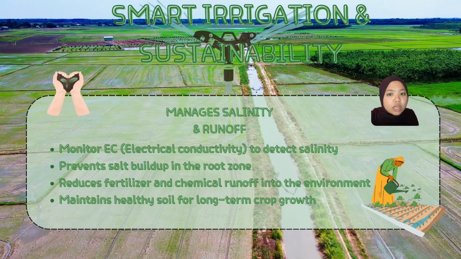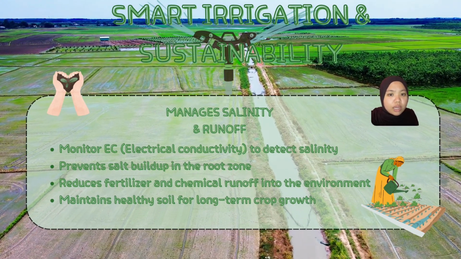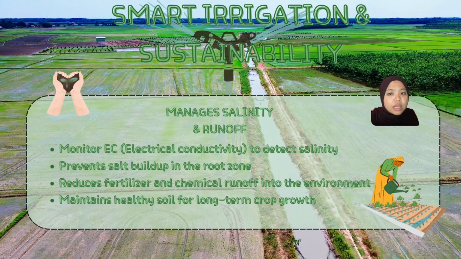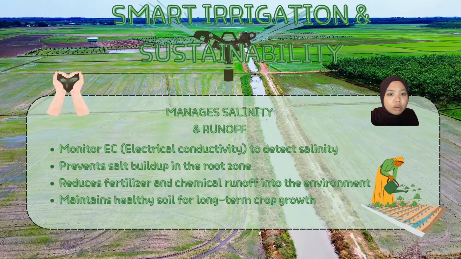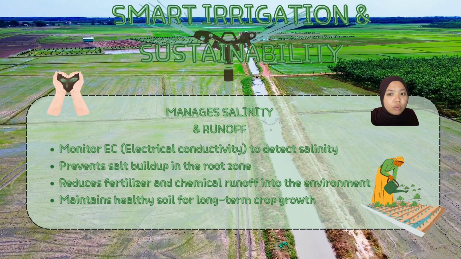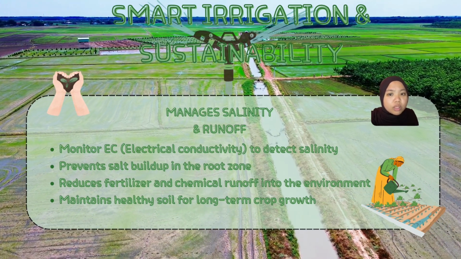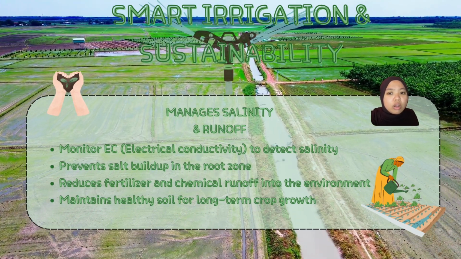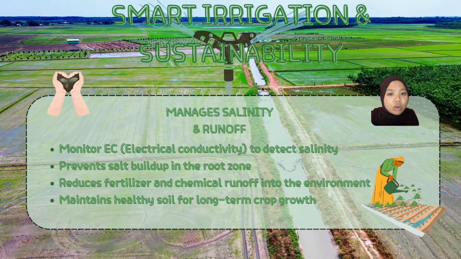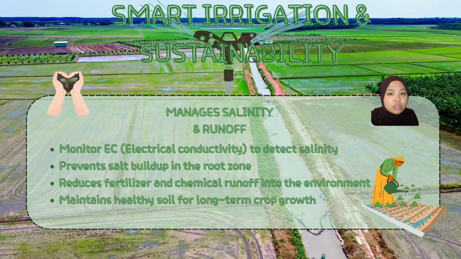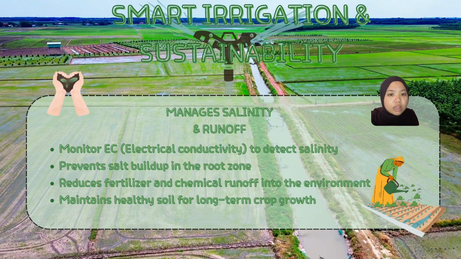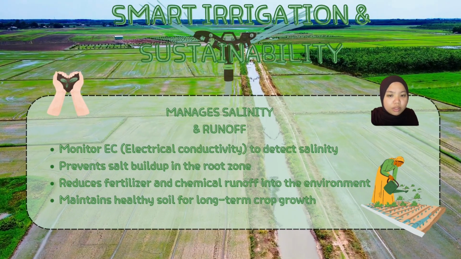Smart irrigation also helps reduce fertilizer and chemical runoff. Since water is applied precisely, there's less chance of nutrients being washed away into nearby rivers or water sources. In the long run, this means healthier soil, less pollution, and more sustainable crop growth, all supported through data-driven water management.